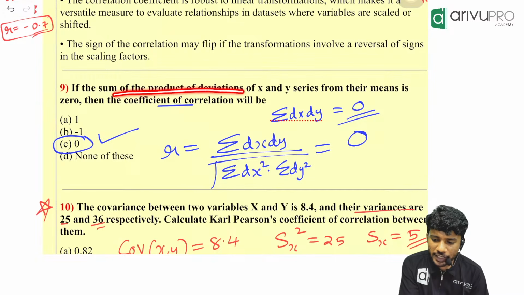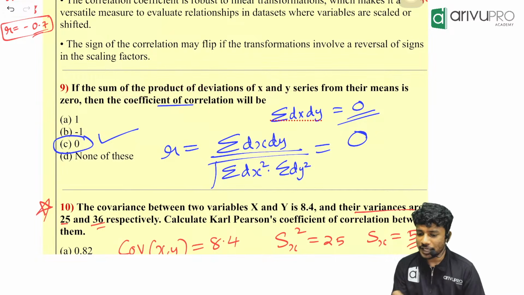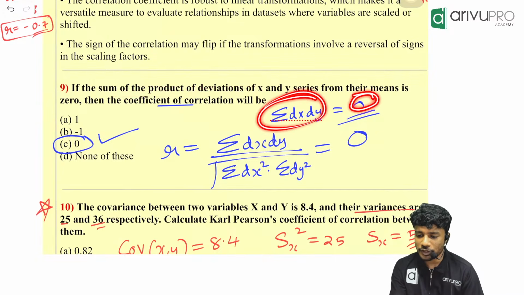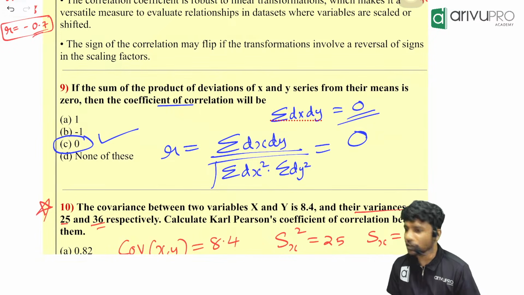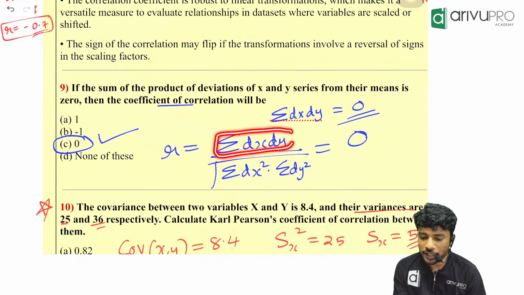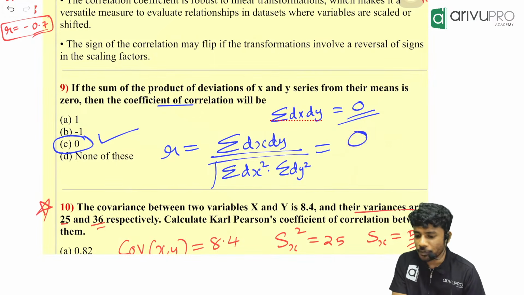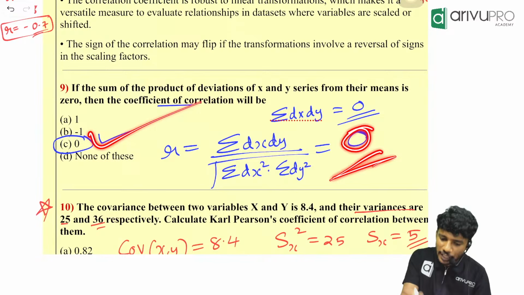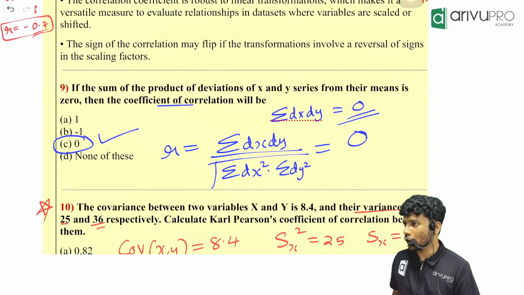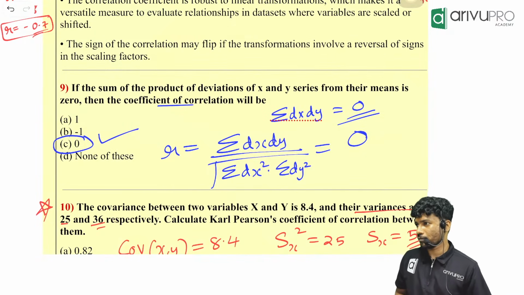They have given something in the question. Sum of the product of the deviation of x and y, that is sigma dx dy, is equal to how much? It is given to be 0. Now, the entire numerator is 0. If the numerator is 0, 0 divided by any number is what, people? 0 itself. So the answer is 0. Got it? Abdul, that is the reason.